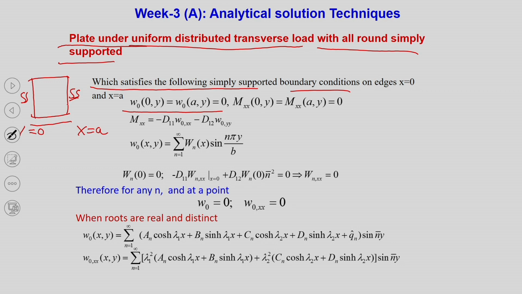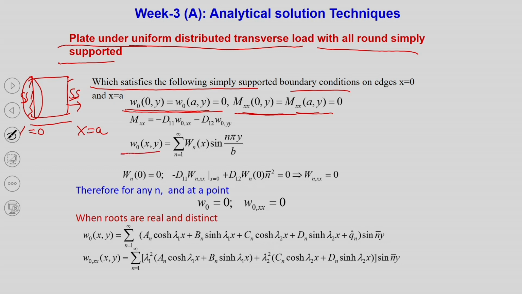Then the normal moment Mxx has to be 0. In another case, let us say this is my clamped end and this is my free end, so the deflection W as well as U and V will also be 0. But we are talking about only a bending case, so the deflection as well as the rotation will be 0.